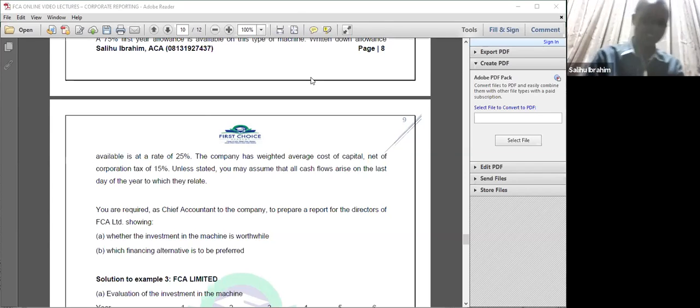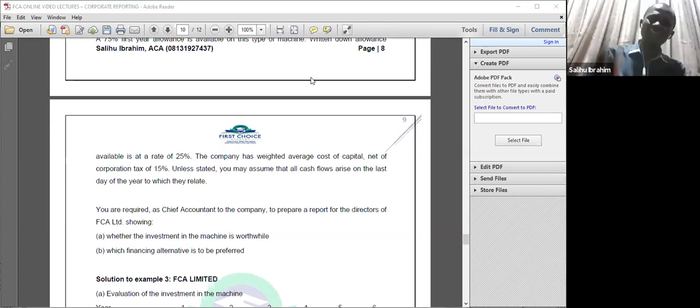We have two types of leases. We have the operating lease, we have the finance lease. Let us start with finance lease. Finance lease is that lease that transfers the reward and risk of ownership to the lessee, isn't it? So from the substance of the transaction, the lessee is seen as the owner of the machine. And for any machine that you are the owner of, you can claim capital allowance.